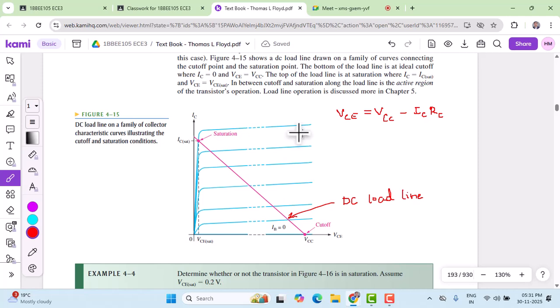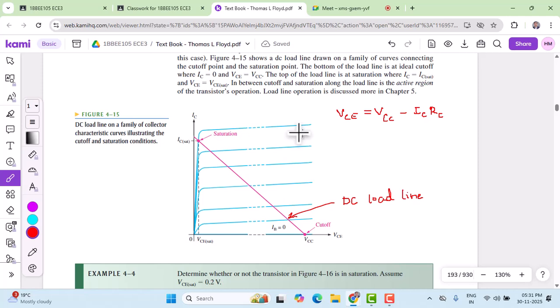Now based on these two points, we can decide the saturation and the cutoff regions. VCE equal to VCC, where both junctions are reverse biased, is the cutoff region. In other words, in the cutoff region, base current has to be 0. Exactly, once you make base current 0, the curve lies on the x-axis. Therefore, this extreme point defines the cutoff region.